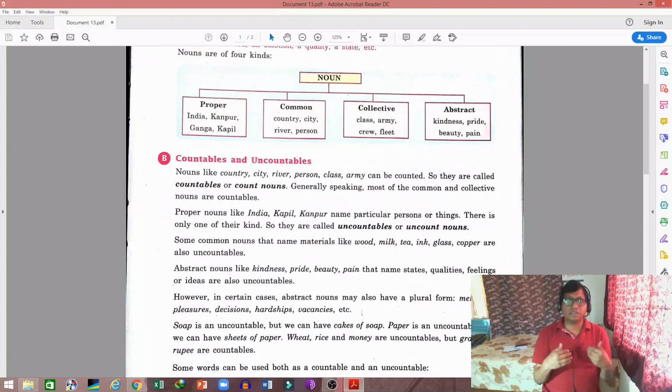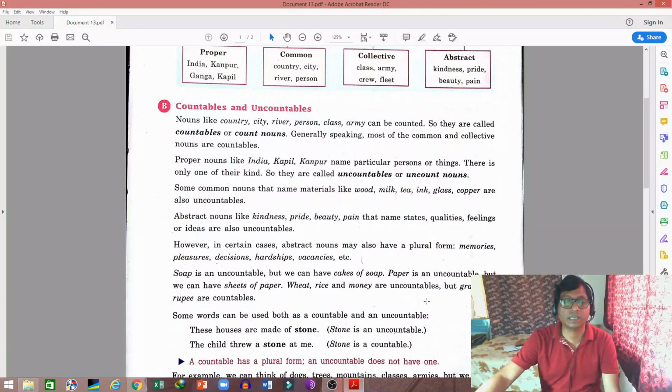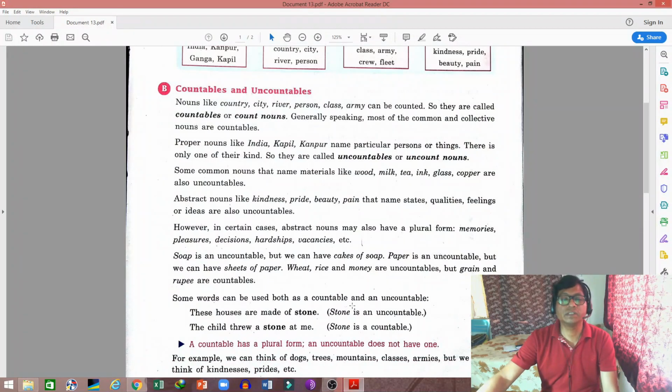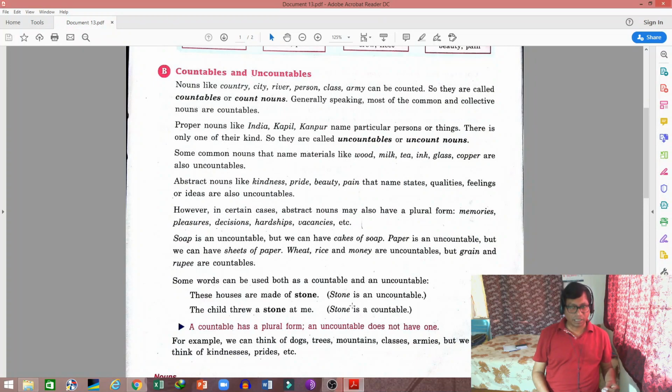Abstract noun means the noun that names the ideas and emotions, right? For example, kindness, pride, beauty, pain. These are the names of states and qualities, feelings or ideas, and these are not countable. And how can you understand it is an abstract noun? You cannot see this. You can only feel. You cannot see, you cannot hear, but you can feel it. That is why it is called abstract. Abstract means not concrete, right? However, in certain cases, abstract nouns may also have plural forms. This is a special case, like memories, pleasures, decisions, hardships, vacancies, etc. So there are some exceptional cases in English grammar that can be considered.